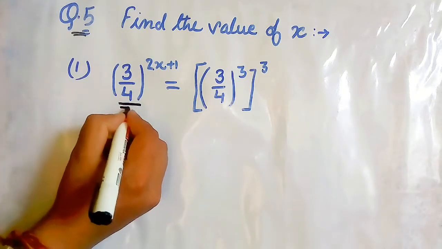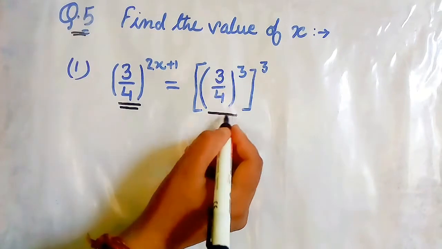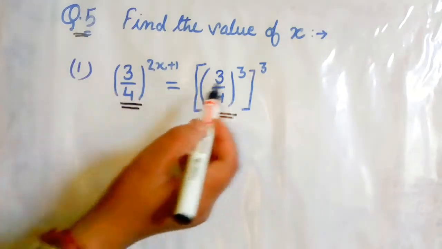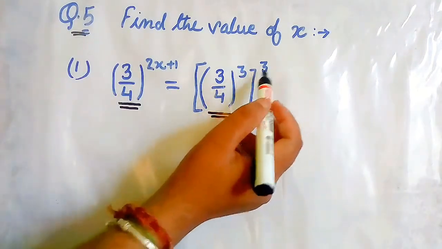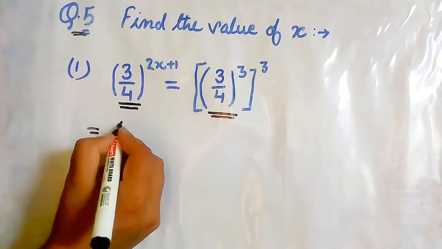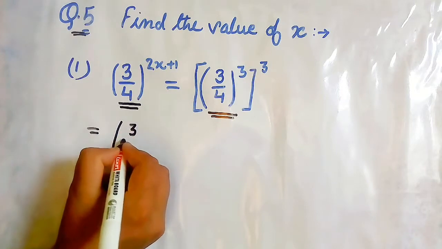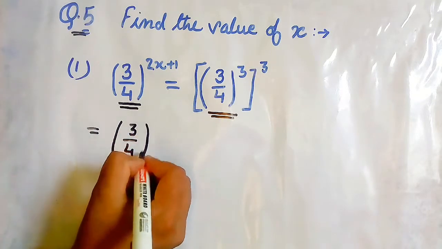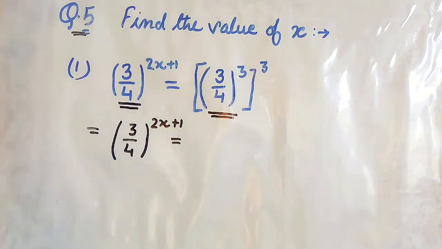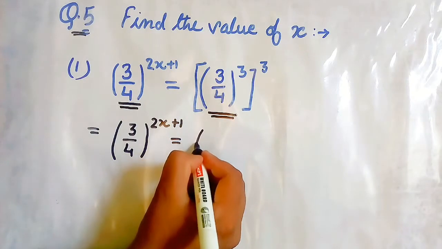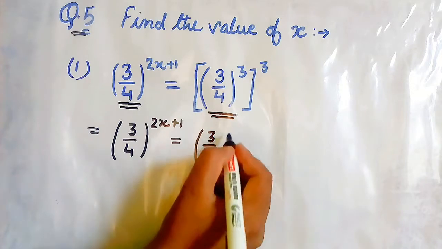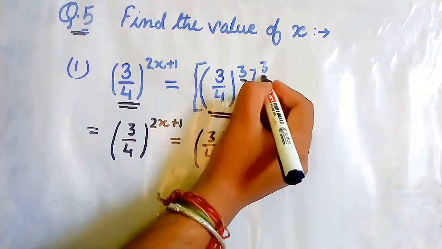Dear students, when you are solving such type of questions, remember first of all the base must be the same on both sides. See, it is 3/4 on both sides, but the right hand side is not in simplified form. So simplify it first of all, and keep the left hand side as it is. So it will remain (3/4)^(2x+1). On the right side, power raised to power is there, so 3/4 as it is, and the powers will be multiplied. So 3 3s are 9.